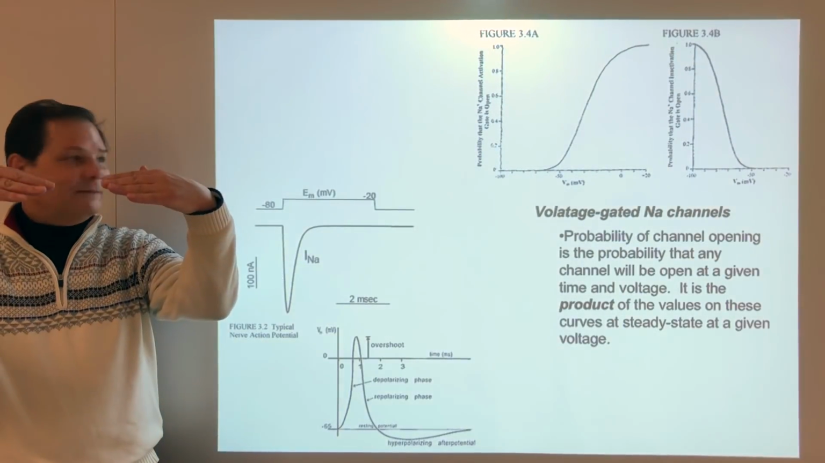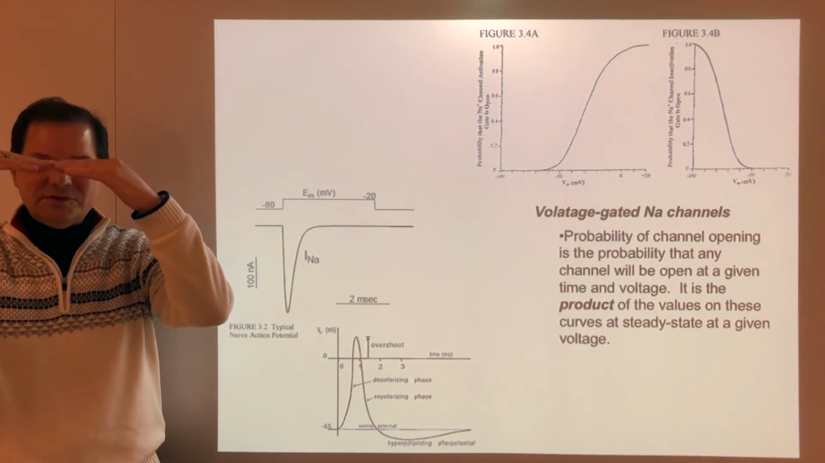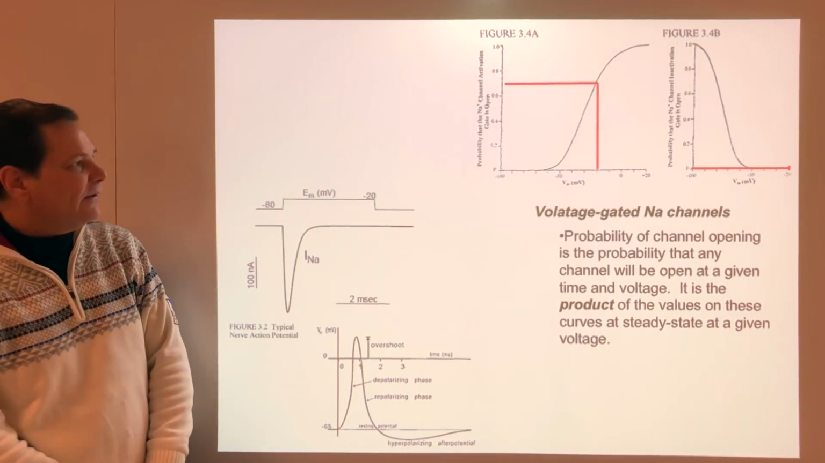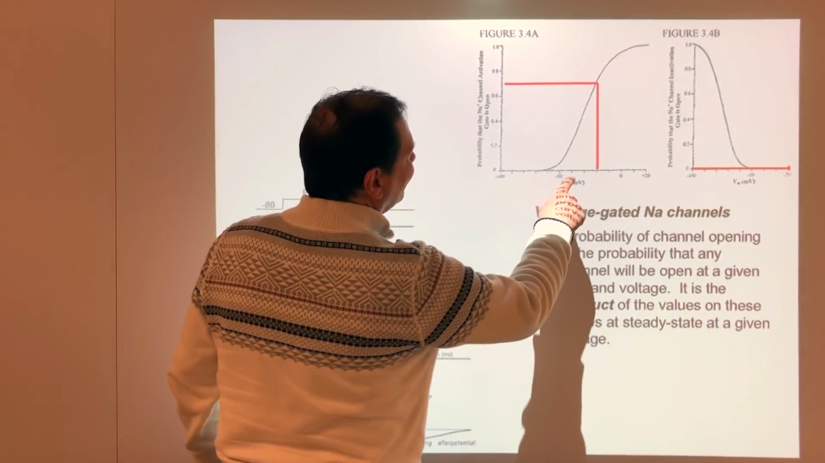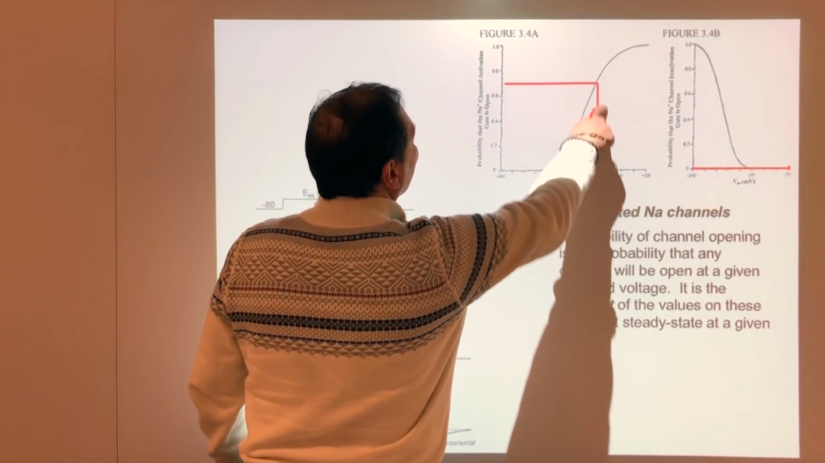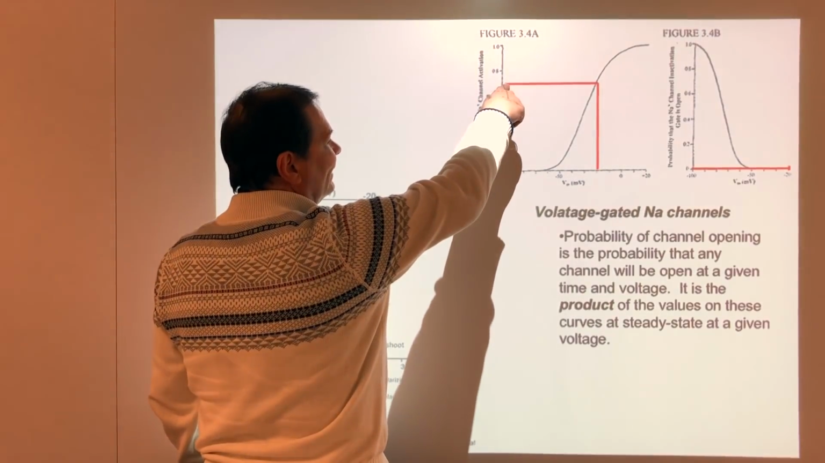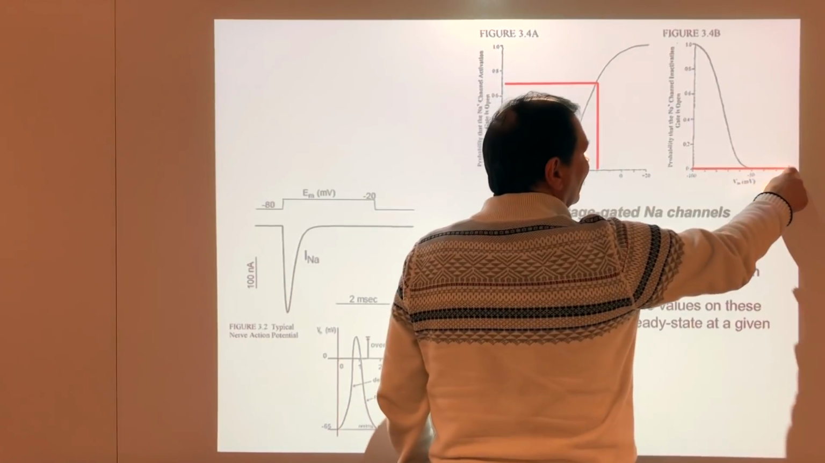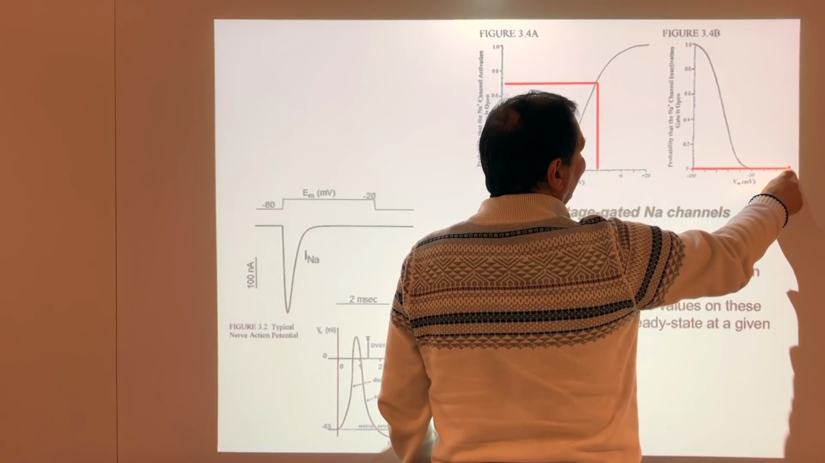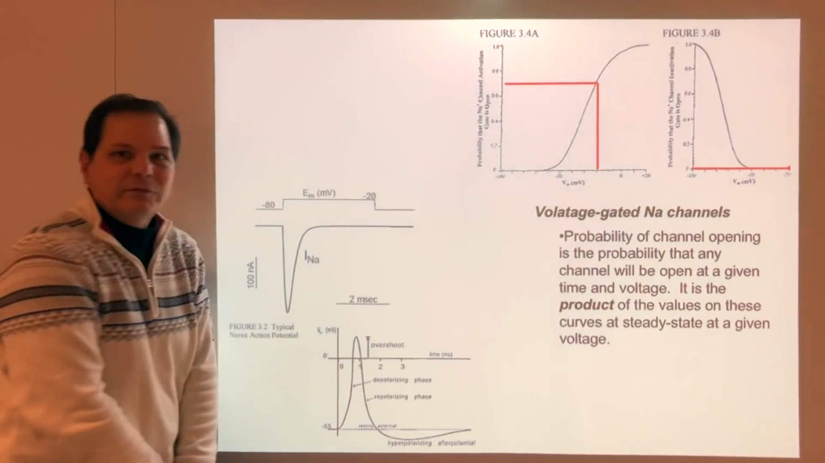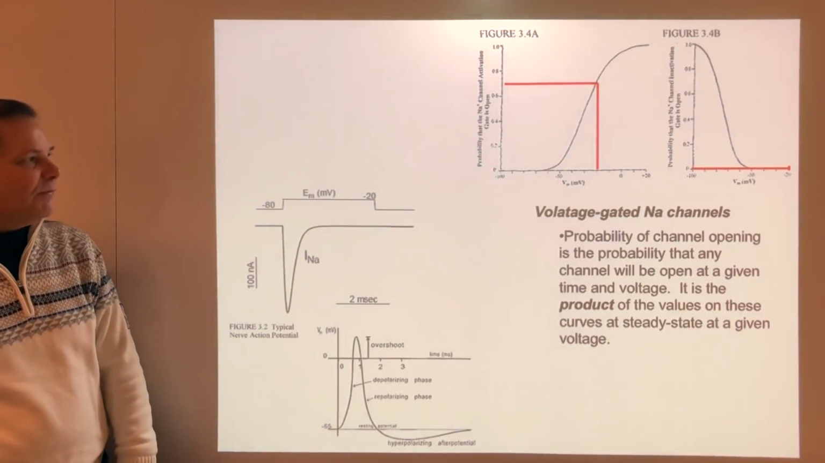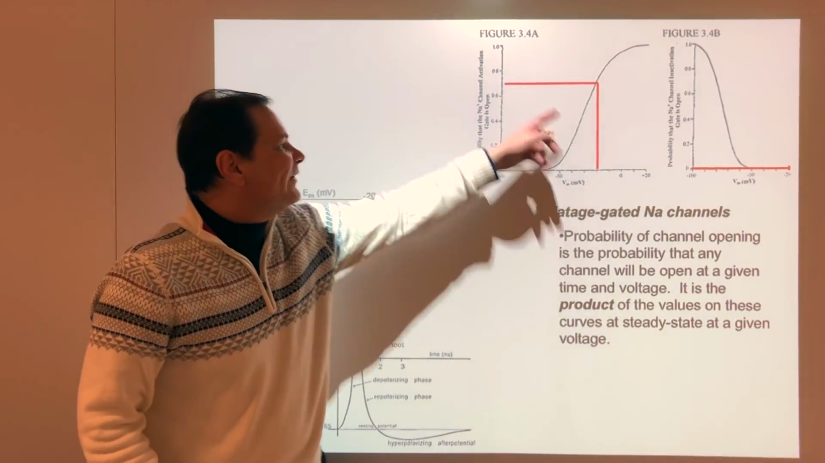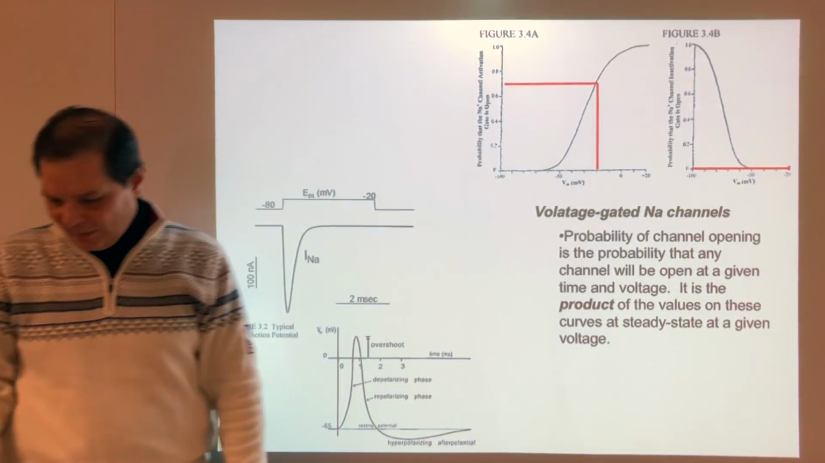So if I just take the membrane and I just artificially put the voltage at a given spot and hold it there for a long period of time, these are the curves that are generated. So let's say that I'm at -20. So about 70% of my activation gates are open, but note that basically my inactivation gates are all closed, all right? So the probability that that channel is open at -20 is basically 0.7 times 0. It's going to be basically 0, right?